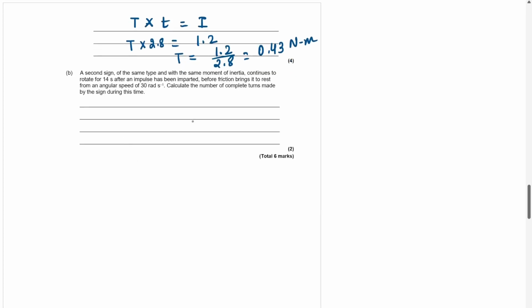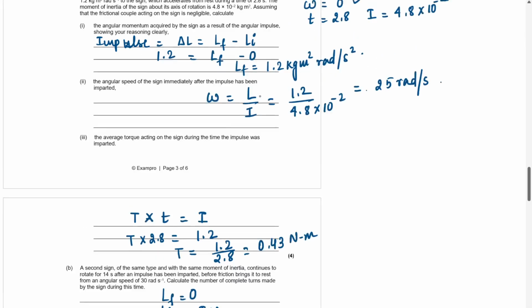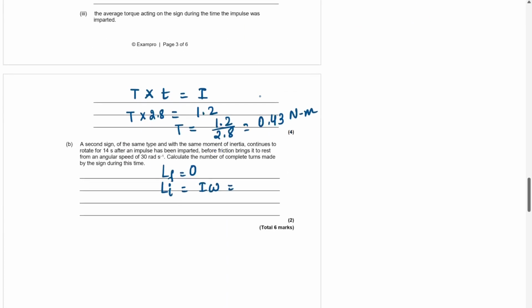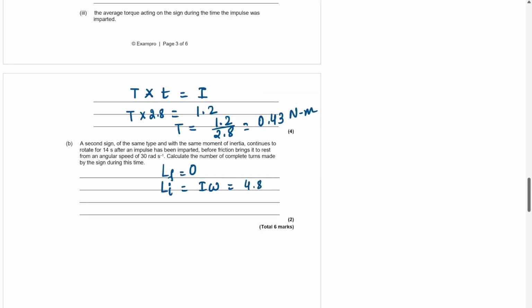A second sign of the same type, same moment of inertia, continues to rotate for 14 seconds after an impulse has been imparted. Now the friction brings it to rest. So that means my final angular momentum is 0 because the friction is bringing it to rest. Initial angular momentum would be I omega. I is same as the previous one, which was 4.8 times 10 to the power minus 2, and omega is 30.